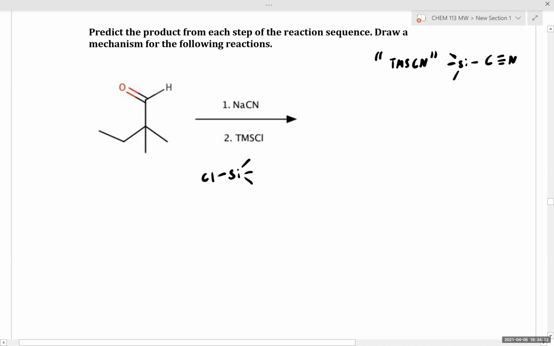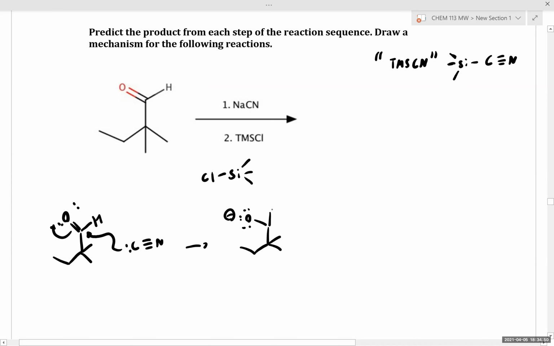So when we treat an aldehyde with sodium cyanide, what is going to happen? As a student noted, sodium cyanide is a nucleophile. The aldehyde carbon is electrophilic. So cyanide will attack the electrophilic carbonyl carbon, and then we break our carbon-oxygen double bond. Okay, so from here, we don't get a cyanohydrin just yet.